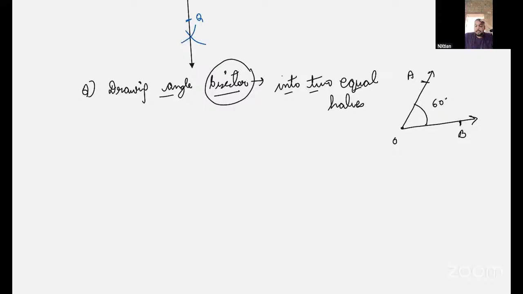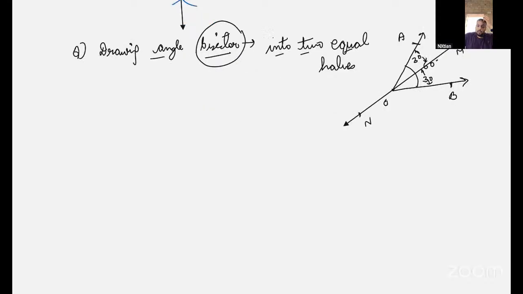Okay, so this is AOB, which is 60 degrees. Now, what will an angle bisector do? An angle bisector will divide it into two equal halves, such that this is M, this is N, such that this will be 30 degrees and this will also be 30 degrees. Everyone got my point? So how will you solve this?